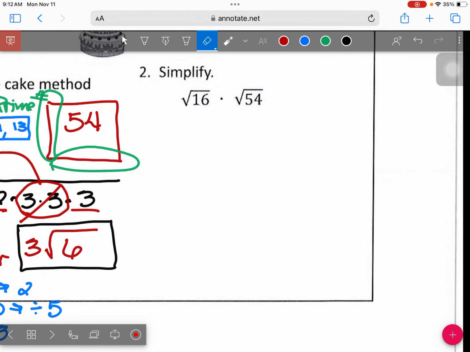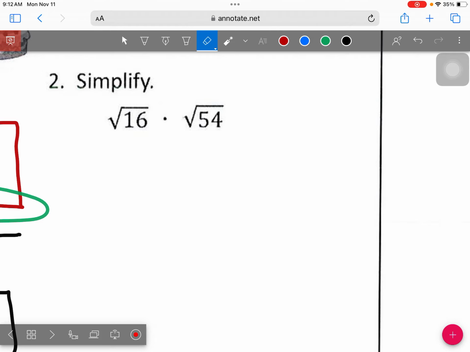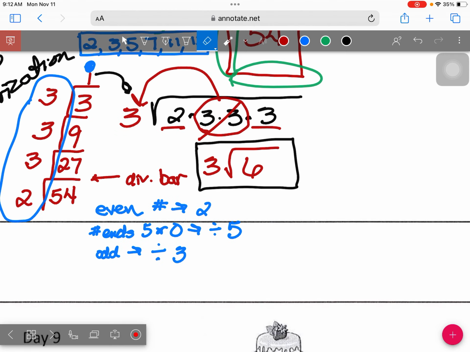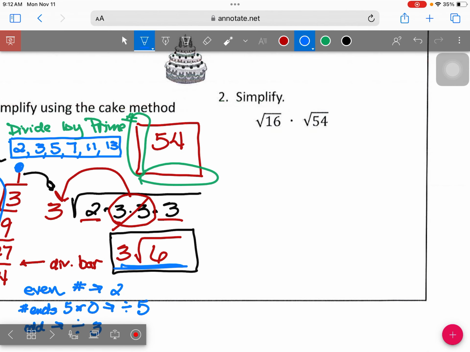It says to simplify the square root of 16 times the square root of 54. Hey, wait a minute. Square root of 54, we just found that, right? So we're not going to reinvent the wheel. Let's use that answer that we have. We already know the square root of 54 is 3 times the square root of 6. Okay, so I'm just rewriting it in its simplified version. So this and this are the same.